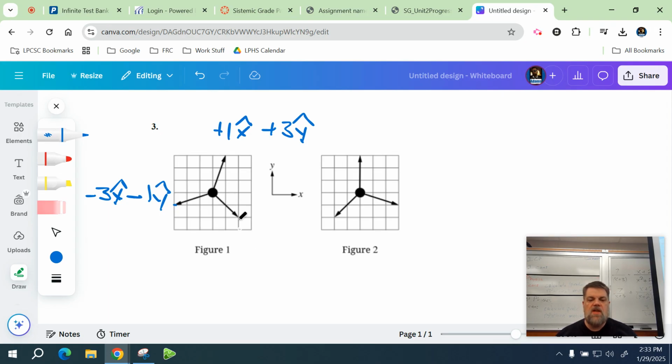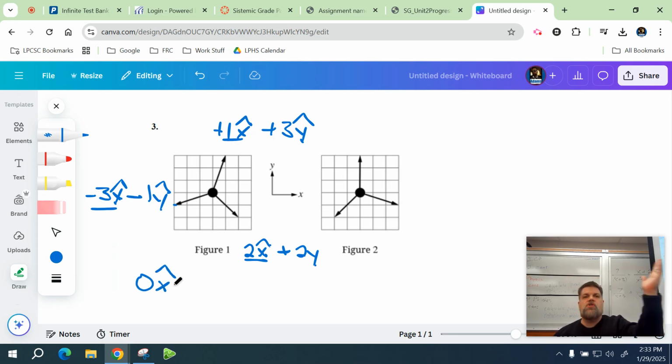And then this last one is just going to be, we go to the right 2, so it's positive 2 x hat plus 2 y hat. So then what I do is I just add up all the x components. I've got 1 plus 2 minus 3 is what? So if I add 1 plus 2, and then I subtract 3, what do I get? 0. So that becomes 0 x hat. So there's no motion in the x direction. Okay? Because my net force in the x direction is 0.